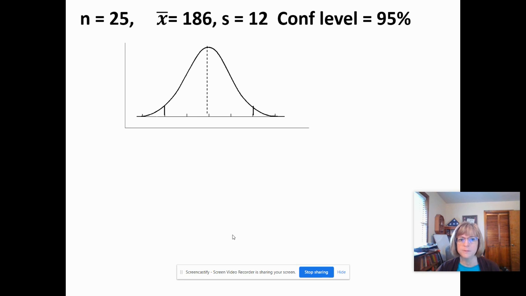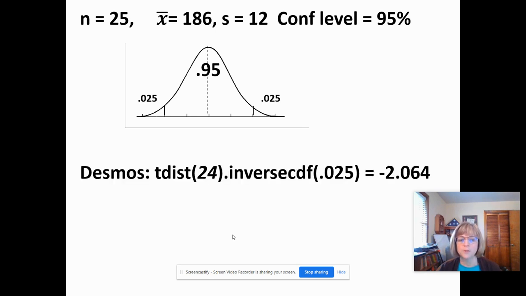So here's our information. And we start off with our 95% in the middle, and 100% minus 95% is 5%, which is to be split evenly between the two tails. So our t-score is found by finding the value, the number of standard deviations away from the mean. Now, if you're using Desmos, you're going to use t-dist, and then in the parentheses, you're going to put your degrees of freedom. Remember, degrees of freedom is n minus 1, so it's 24. Dot inverse CDF with your area, or 0.025.